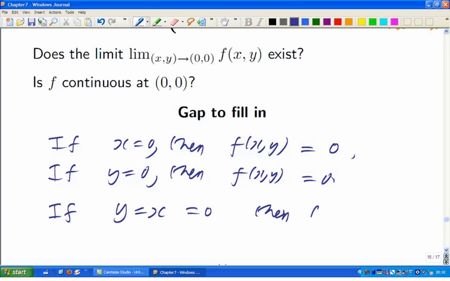If y equals x equals 0, then f of xy equals 0.